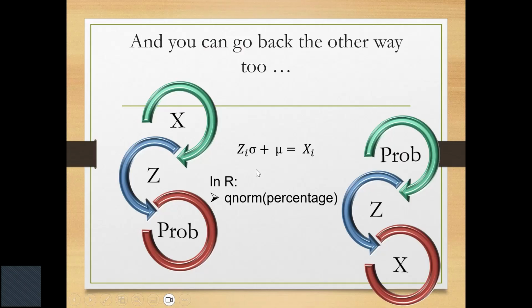This is honestly doable in the table, but it's a lot easier to do in R. So in R, the formula is qnorm, and then you put in the percentage. Okay, so qnorm and the percentage.